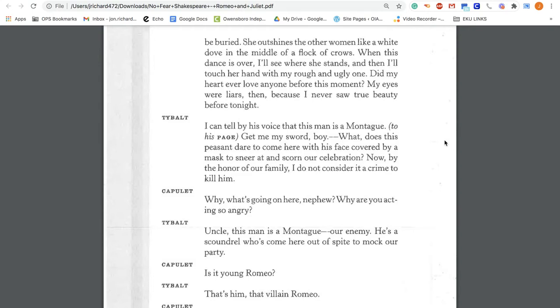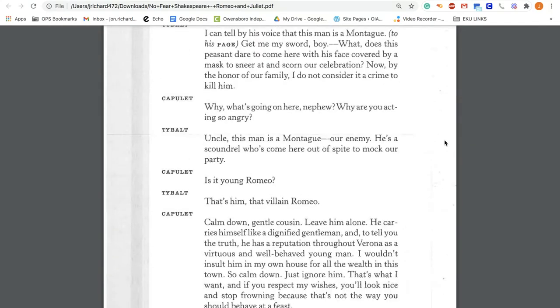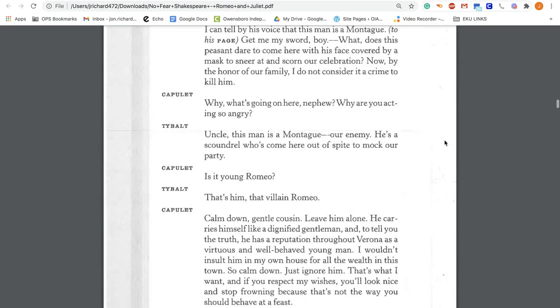Okay, and then Capulet says, Why? What's going on here, nephew? Why are you acting so angry? Uncle, this man is a Montague, our enemy. He's a scoundrel who's come here out of spite to mock our party. It is young Romeo. That's him, the villain Romeo.